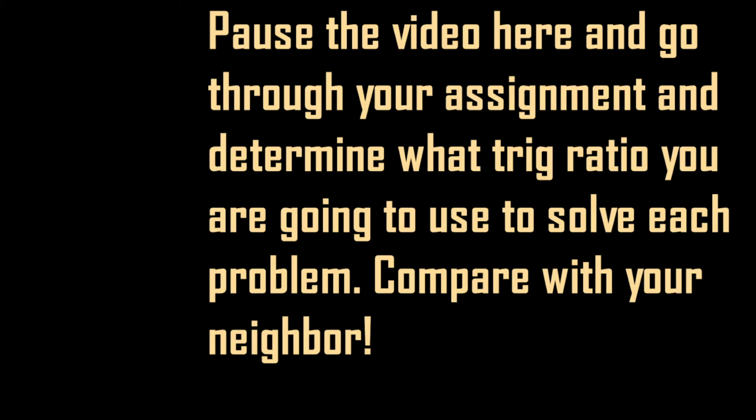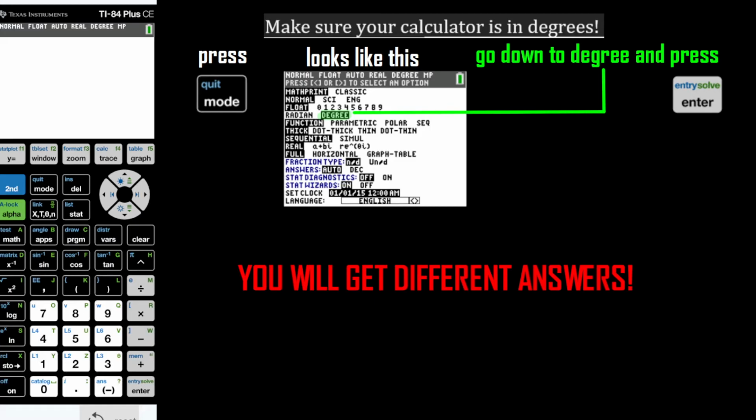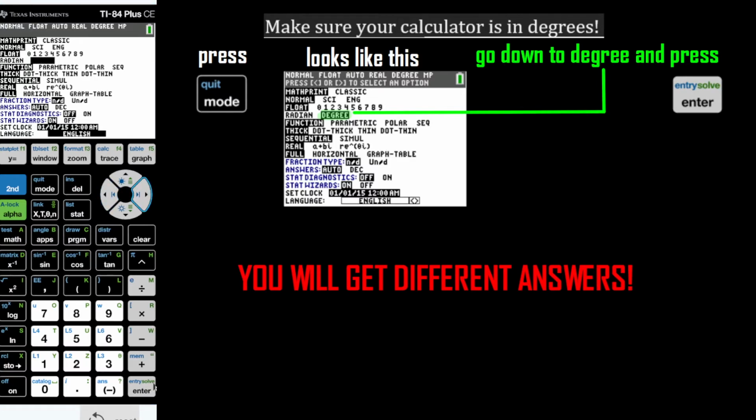All right, picking up where we left off. Make sure your calculator is in degrees. A way to do that is like this. I click on mode, and I get this screen that has all these options on it. I want to scroll down to where it has degree. Notice your options are degree or radian. I want to make sure I am in degrees, so I press enter and it will be selected.